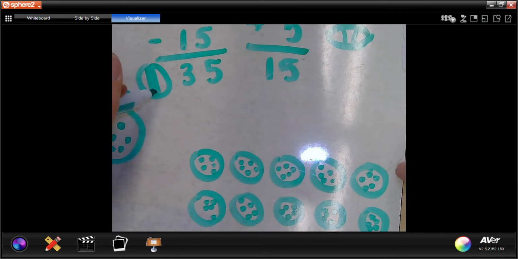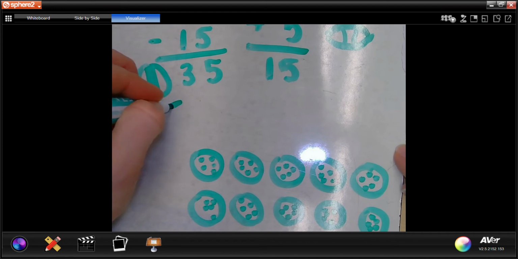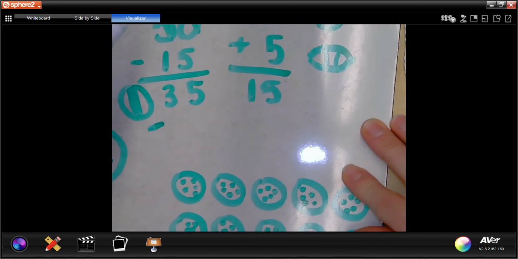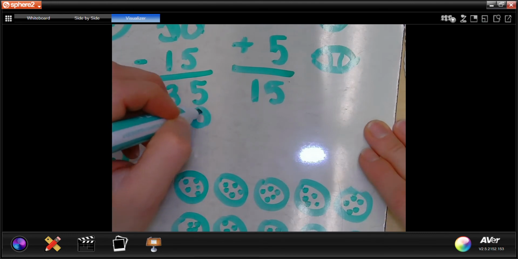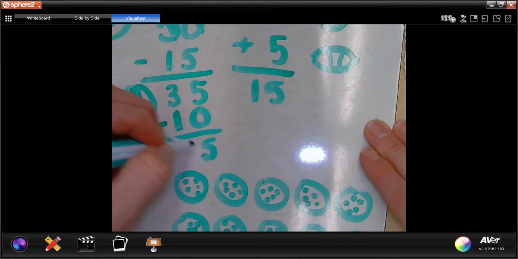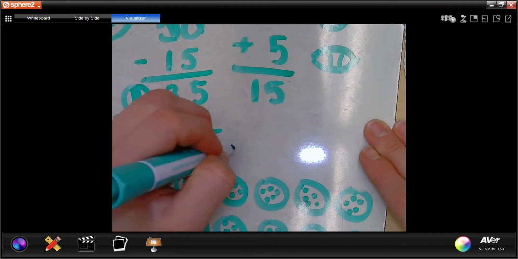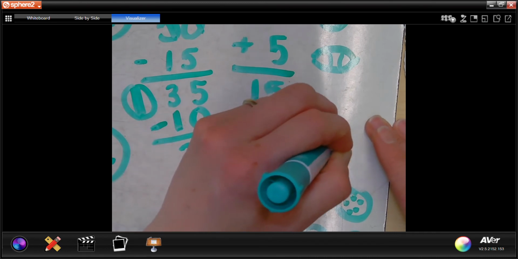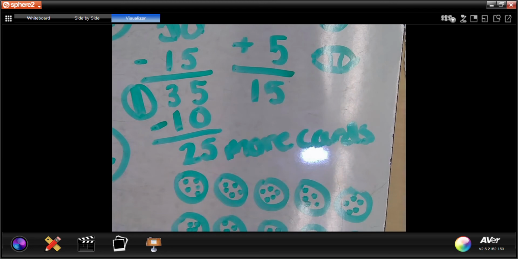Okay, so then how many more basketball cards than baseball cards does Jerry have? So he has 10 baseball cards. So we're going to take the 10 baseball cards away. So 5 minus 0 is 5, and 3 minus 1 is 2. So 25 more cards. So that's what we'll write in number 13.